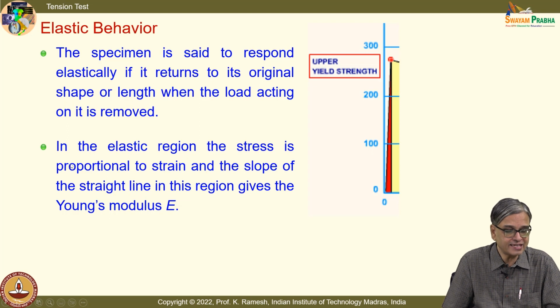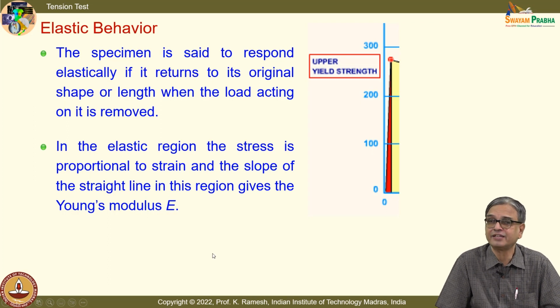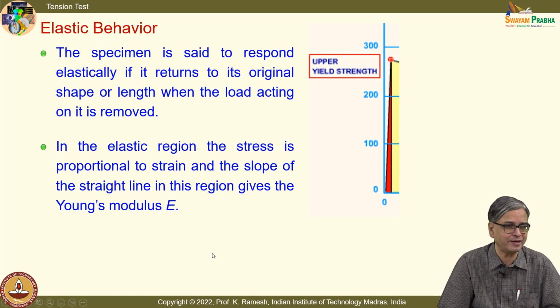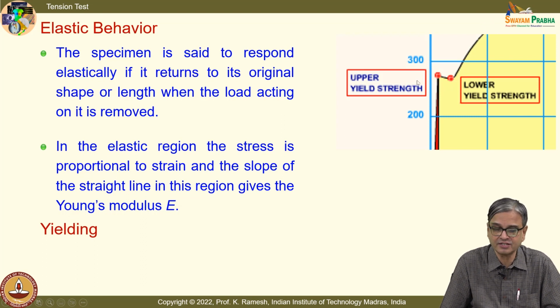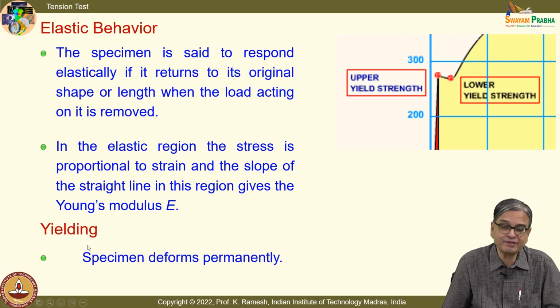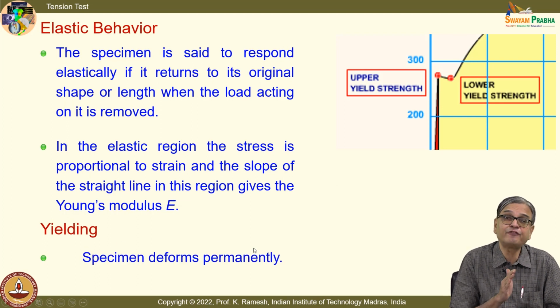And what you say is, in the elastic region, the stress is proportional to strain, obvious because I have a straight line, and the slope of the straight line in this region gives the Young's modulus E, which is also taught in your high schools, am I right? And in the case of mild steel specially, there is a dip when you increase the strain, when you increase the load, and then stress starts increasing. So, this is called the upper yield strength and you have a lower yield strength, that is something peculiar to mild steel. And the moment you have yielding, the specimen deforms permanently.